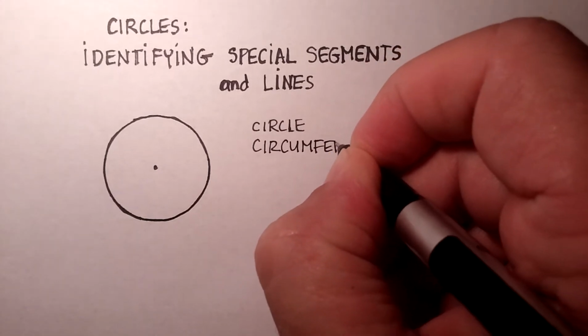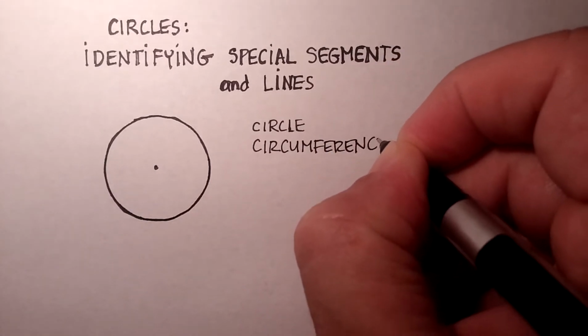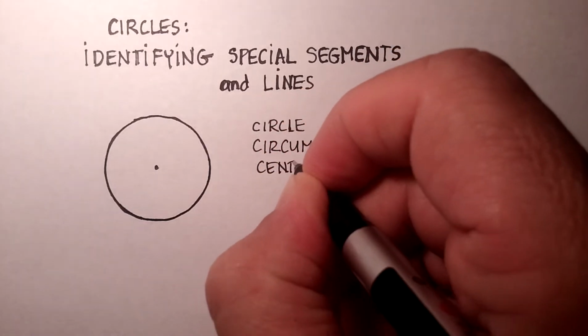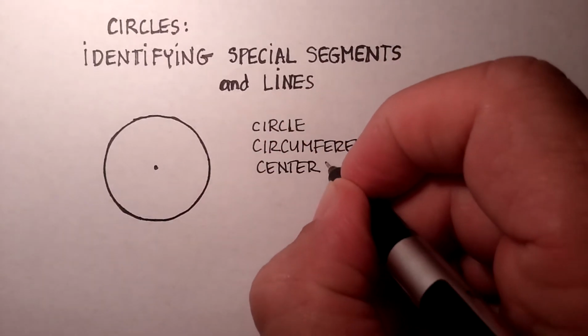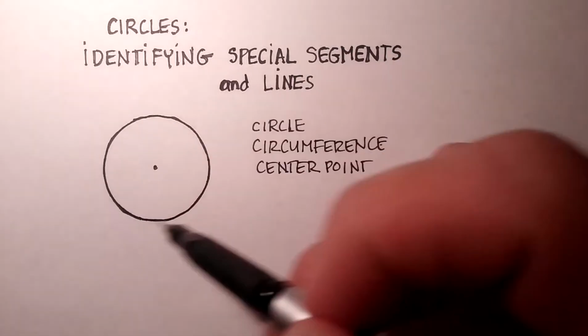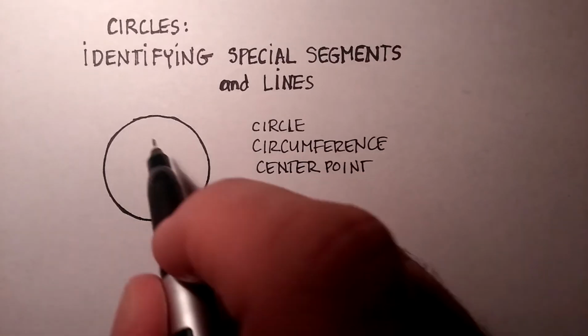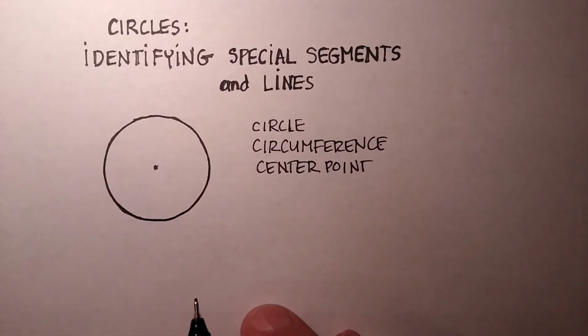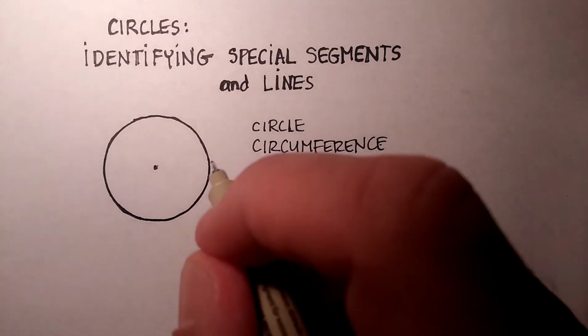Circumference and center point. So all those things are important. The circle, again, is that figure here. The circumference is the outer part of the circle, and the center point is called P. All right. Now, there's a couple of other lines and special segments that are important to do here.